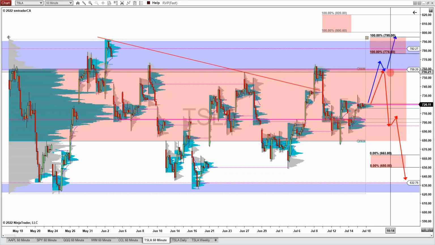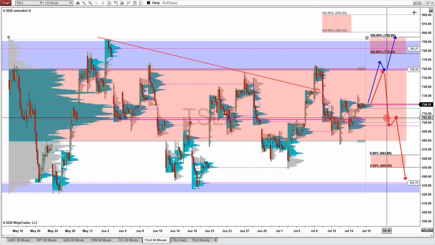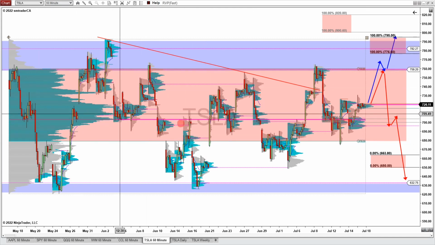Now, on the downside, if the price is unable to get up and stay above the 759, or it's basically chopping around here near this 759 area, and the earnings report comes out and turns out to be negative, then we're going to see the price come down, take out this point of control near the 720, and also this virgin point of control near the 696, and move down to this lower range of this high volume zone here at 679.